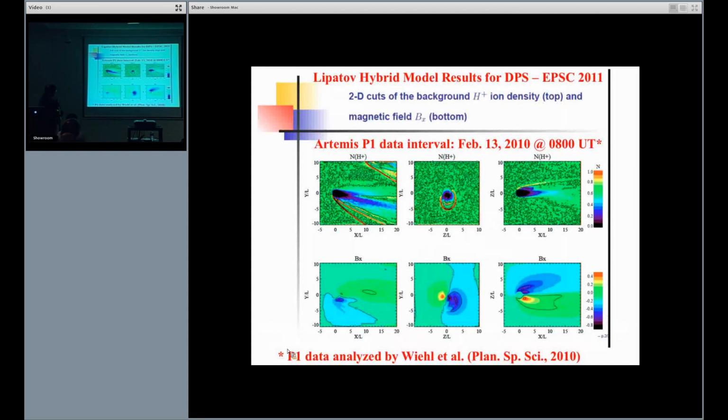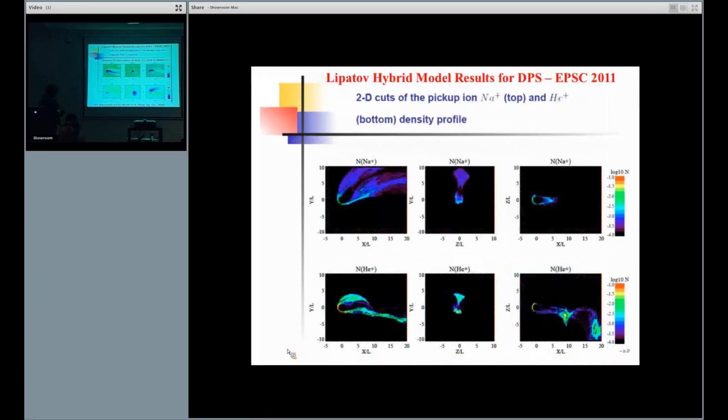This is just a snippet of the modeling activity, the hybrid modeling, showing some very interesting structures here, back in the wake region of the moon. This will be talked about at the DPS EPSC meeting in France this fall. So we are making progress on that and looking at the P1 Artemis data, and at those time frames as the starting points for these simulations.